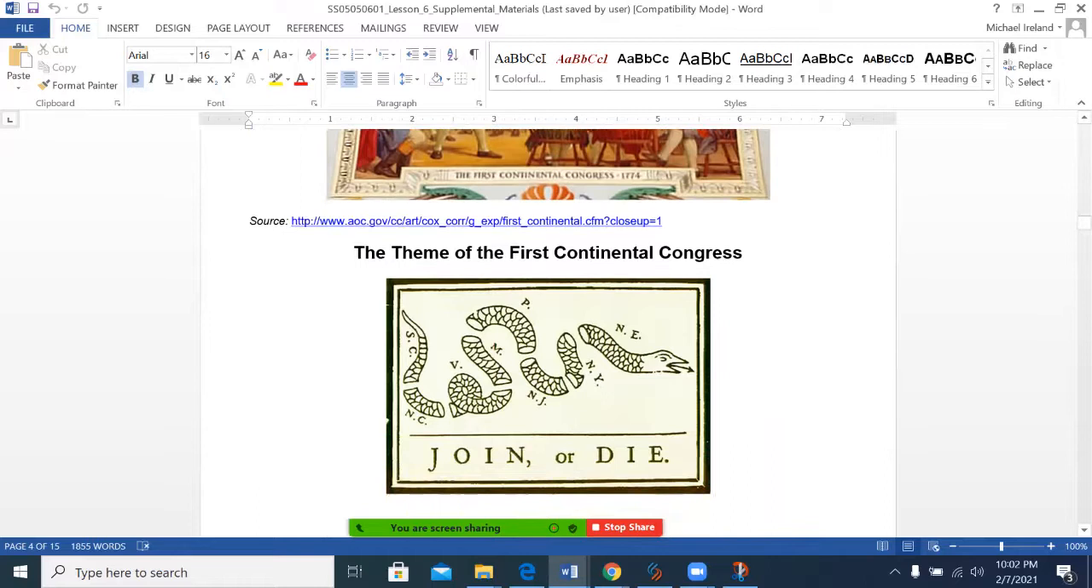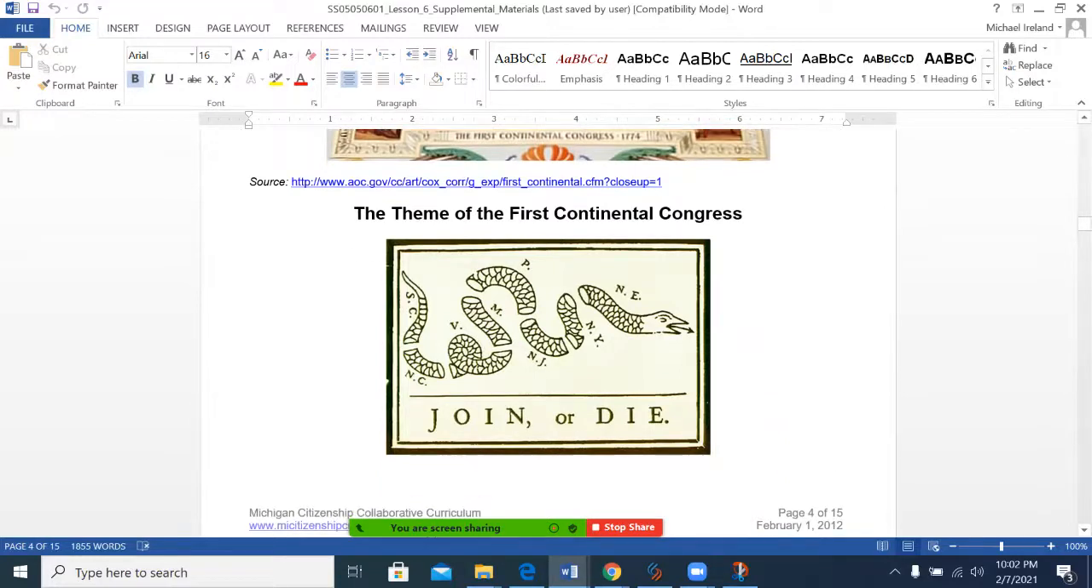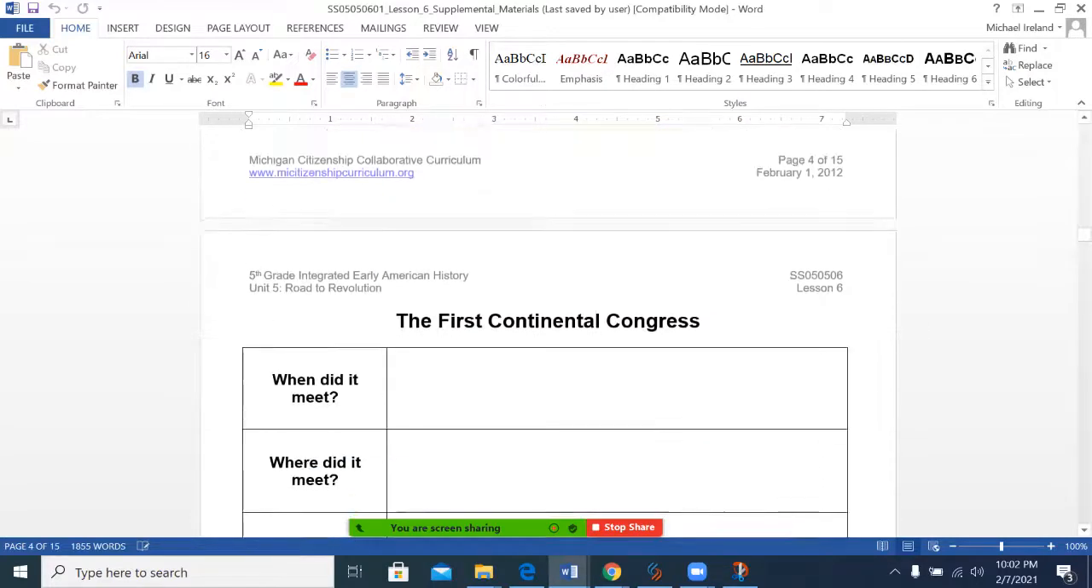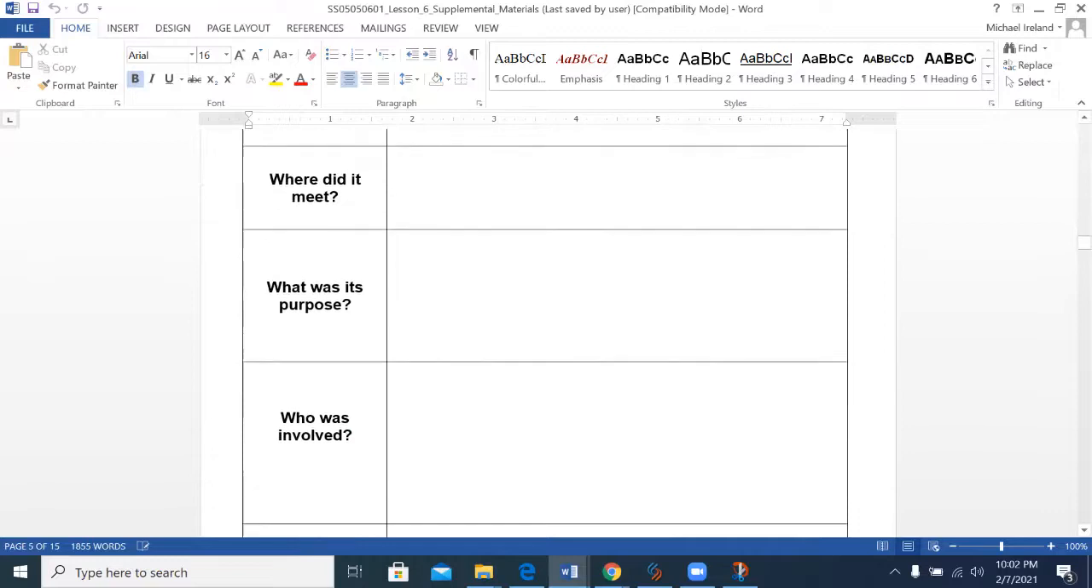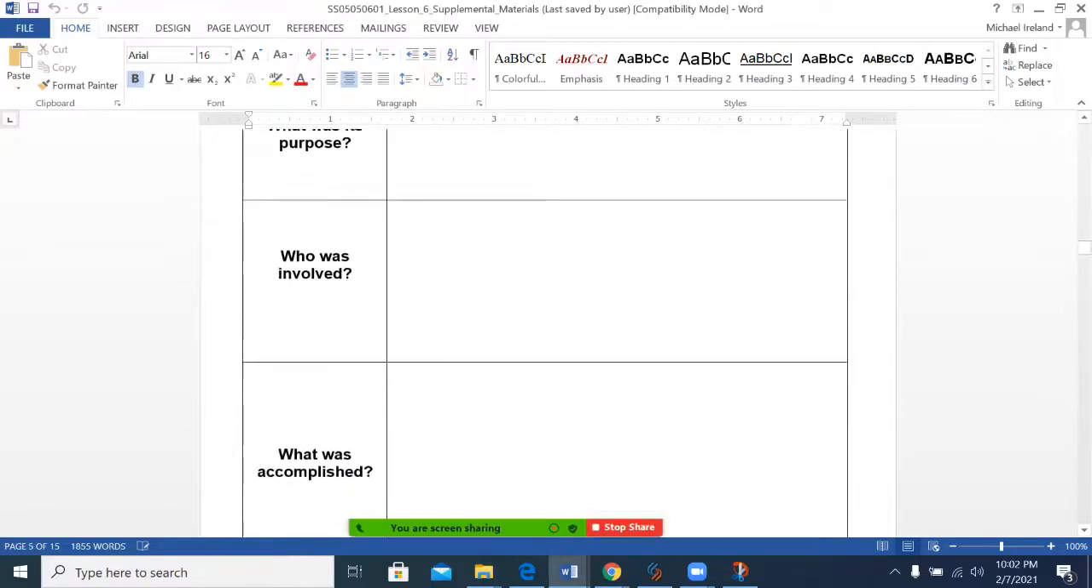The key concept of the First Continental Congress was unity. Join or die, which basically implied that either we work together or we fail. And if you're one of the now known as founding fathers, failure would have been a death sentence. We'll come back and talk about this page in just a moment.